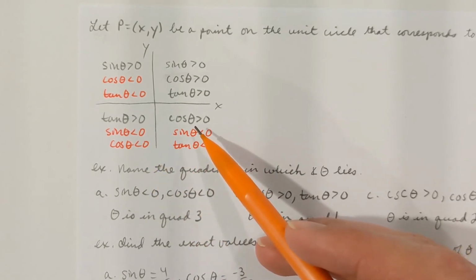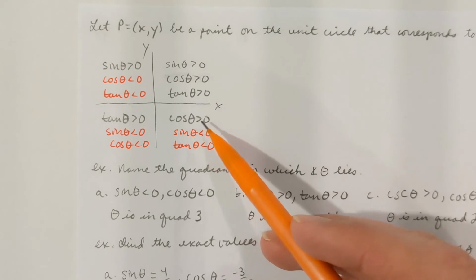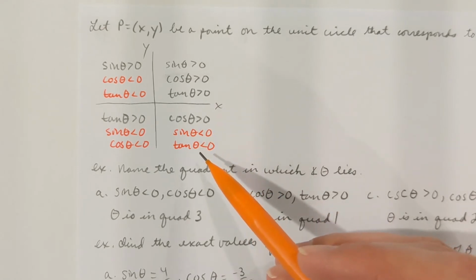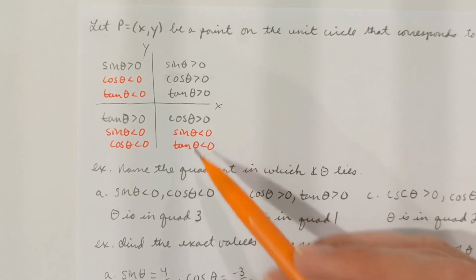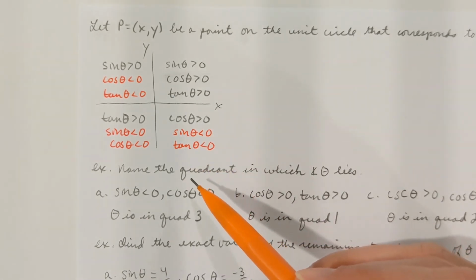If the angle happens to be in quadrant 4, cosine theta is going to be positive. The opposite side would be a negative, which is going to affect sine theta. And also tan theta is going to be negative.